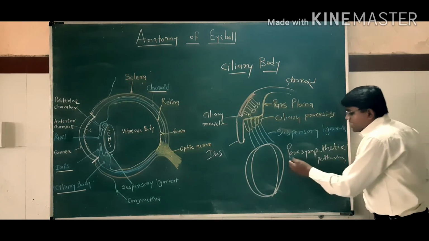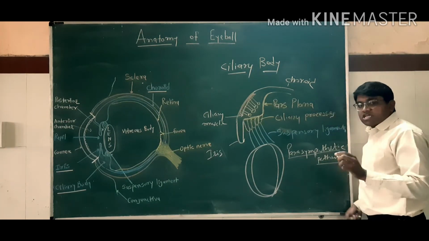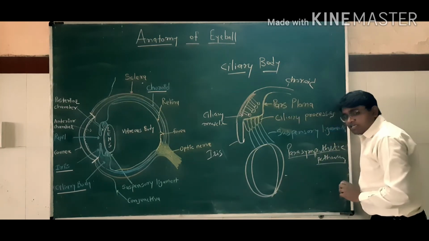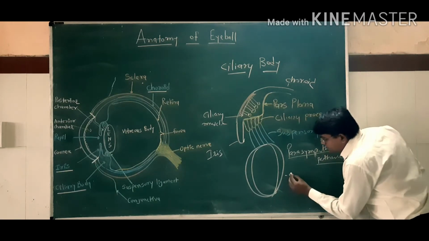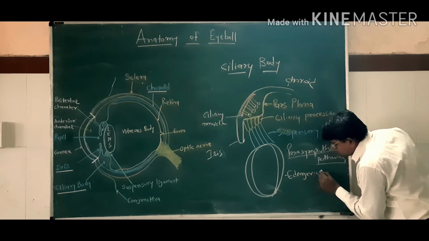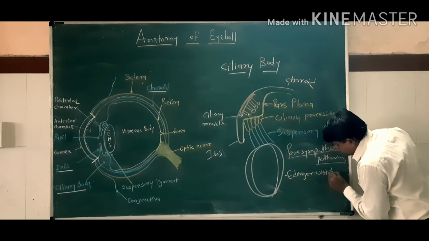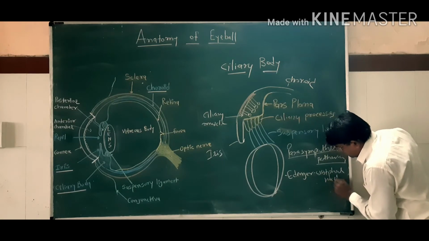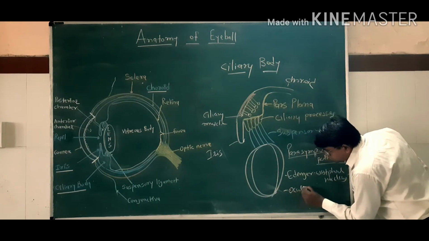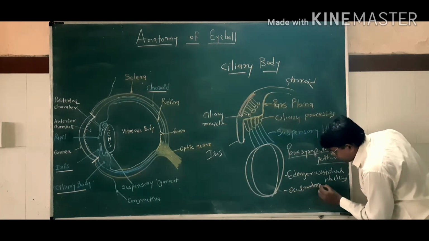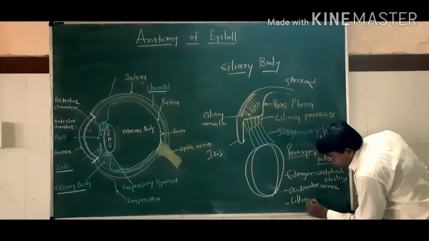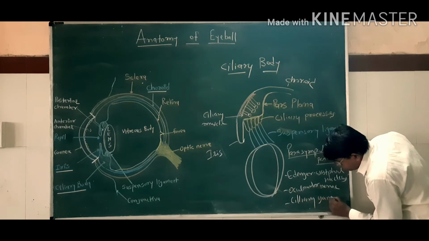This parasympathetic pathway is important, and you must remember its components. There are three components of this parasympathetic pathway. They are the Edinger-Westphal nucleus, then the oculomotor nerve, and the ciliary ganglion.